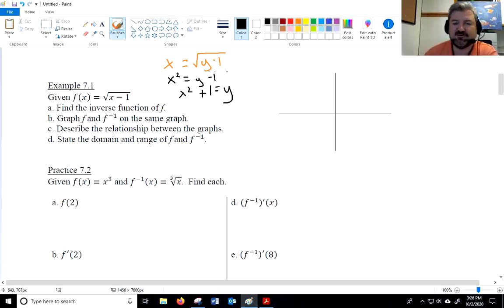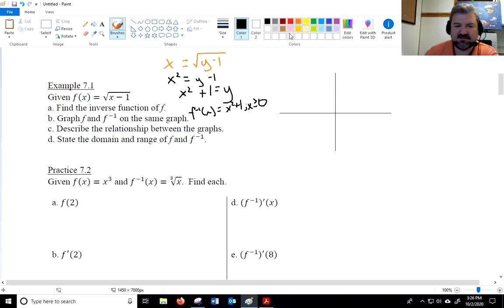But in order for this to be a true inverse of the square root of x minus 1, we need to restrict this domain a little bit. So recall that the range of f is the domain of f inverse. Well, the range of this is 0 to infinity because you can't have negative numbers as a result of a square root. So we're going to have to say that f inverse of x is equal to x squared plus 1 with the requirement that x is greater than or equal to 0.